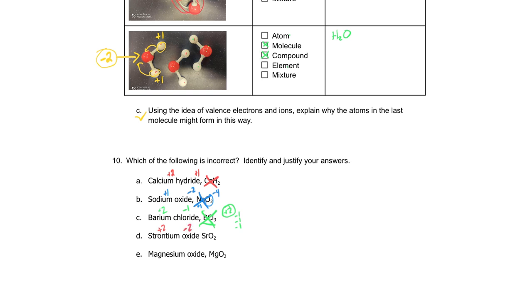So if I had 1 strontium and 1 oxygen, they'd be happy. But 2 oxygens is going to try to take more electrons than we have. That ain't going to work. They're not going to be happy. Sorry, that one is out.